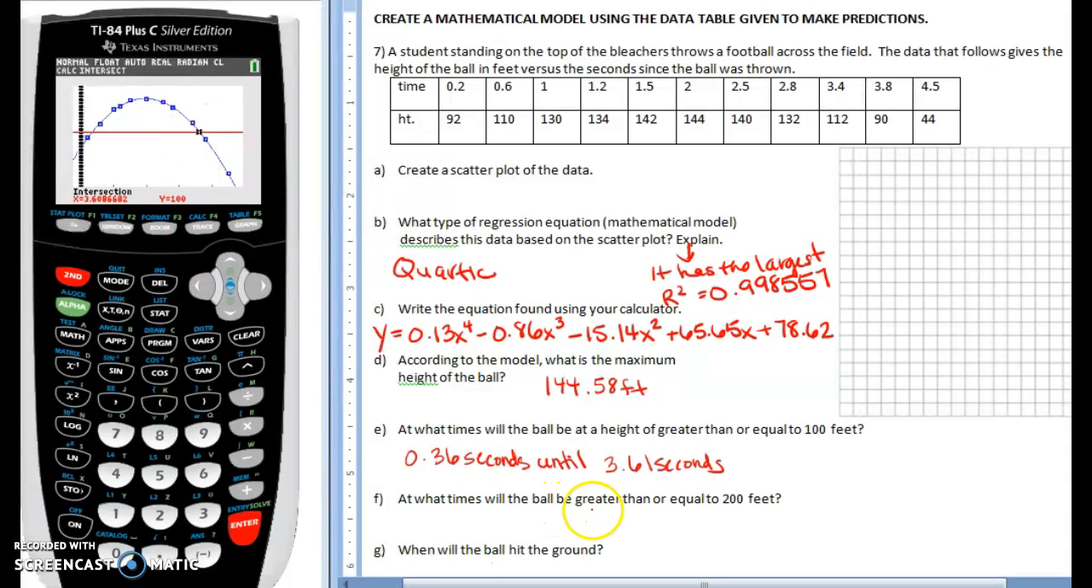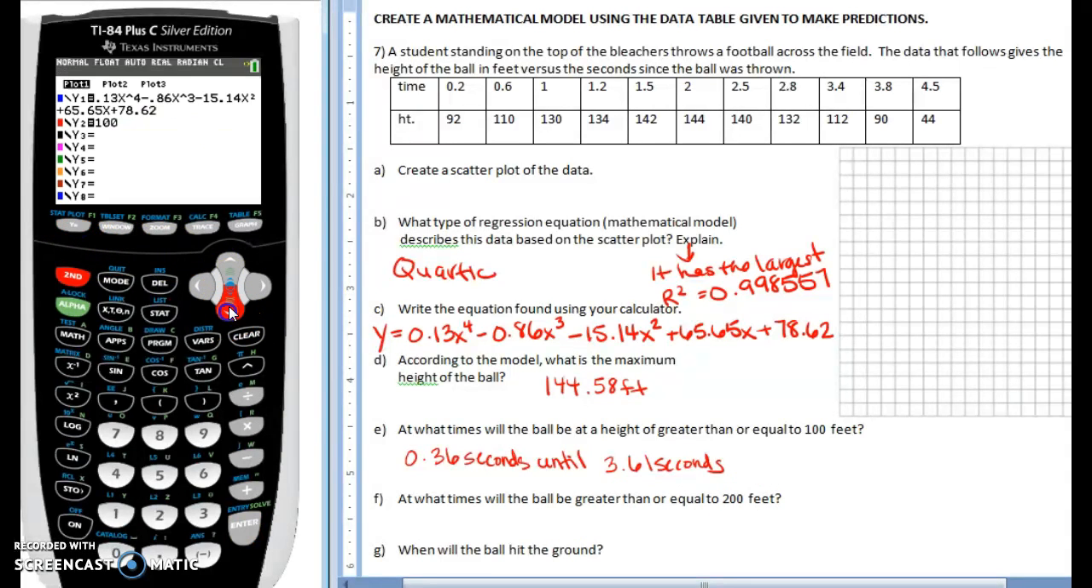At what times will the ball be greater than 200 feet? So again, you go to y equals, and instead of 100 here, you type in 200, you hit graph, and you look for your red line. When you look, you don't even see a red line. So will your graph ever be above 200? Nope. So you hit never.